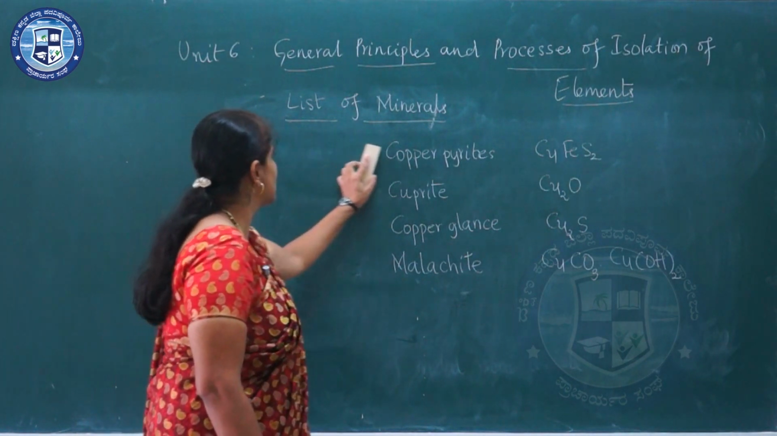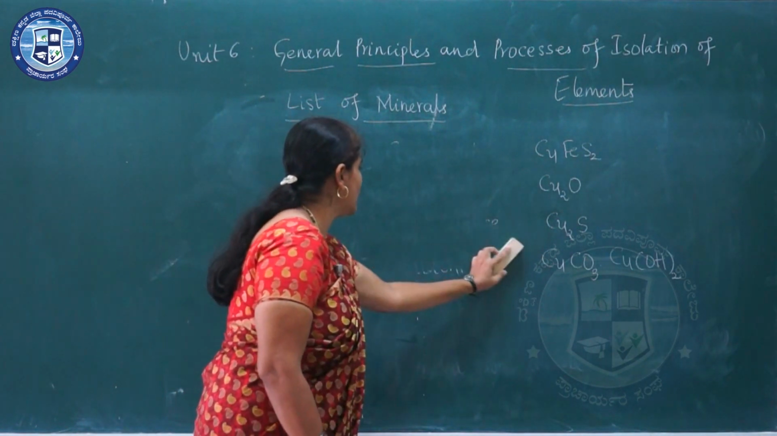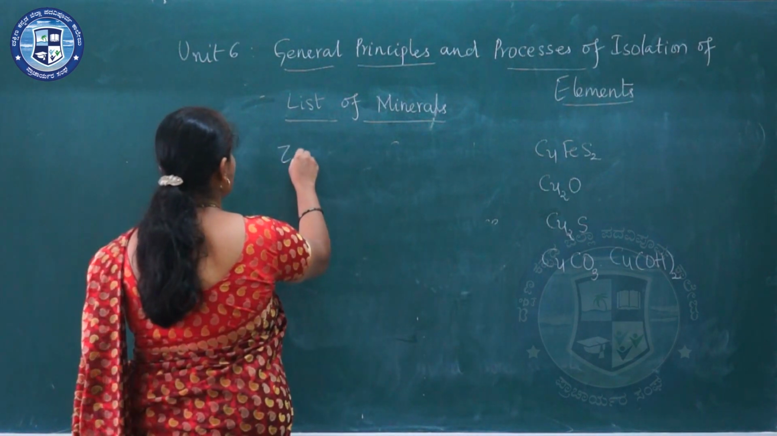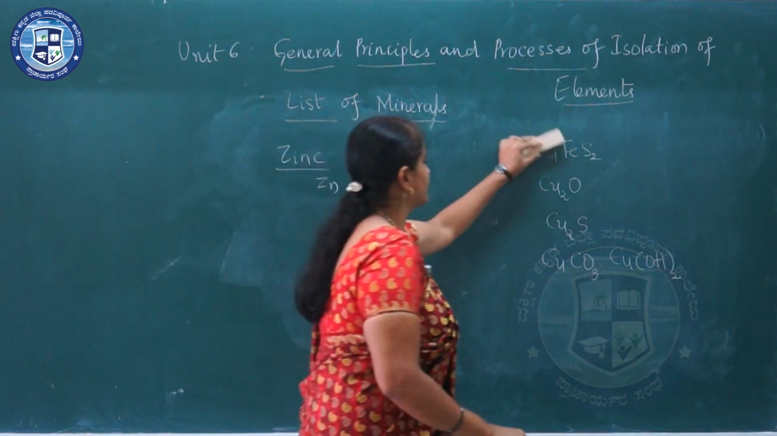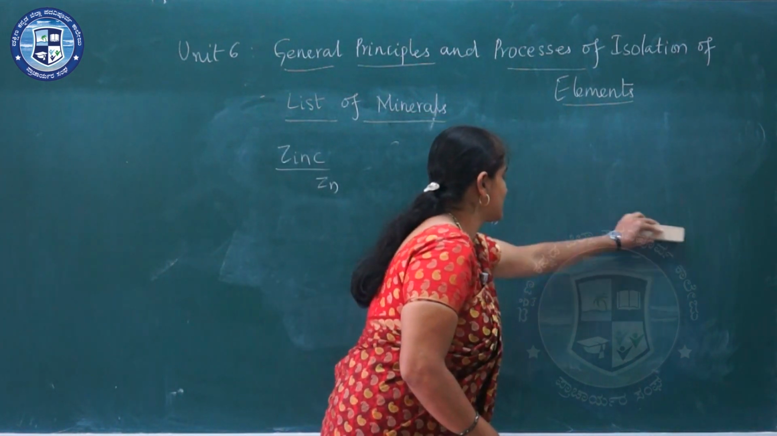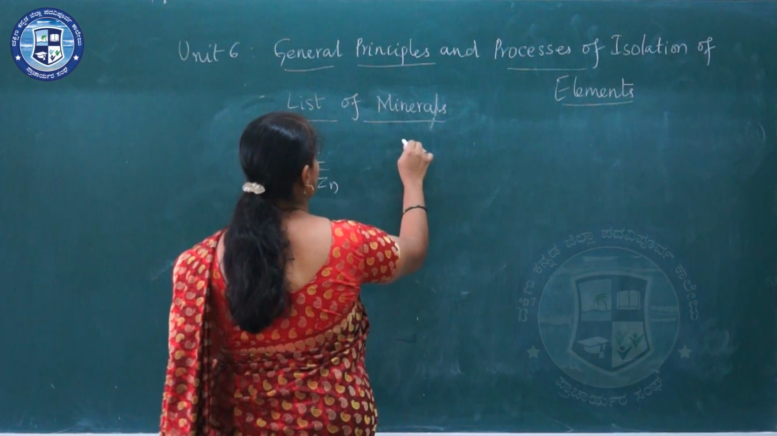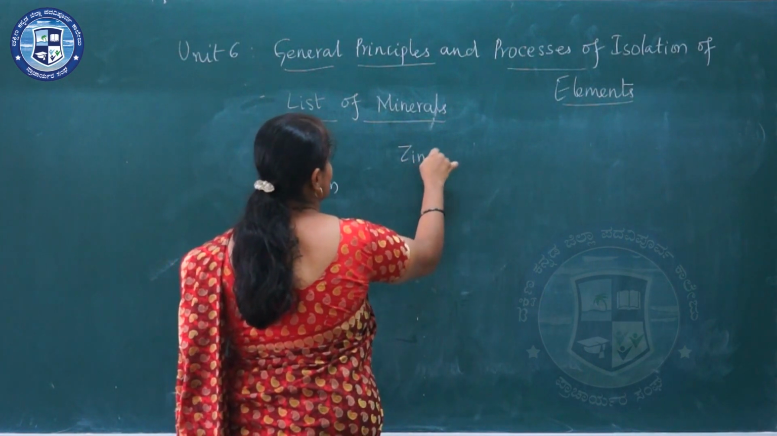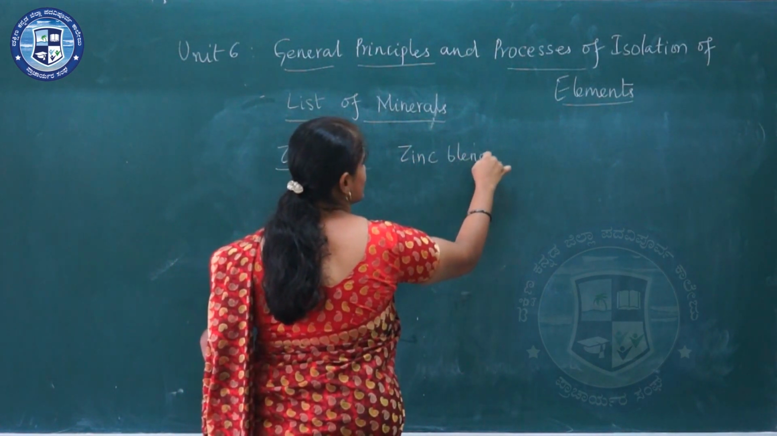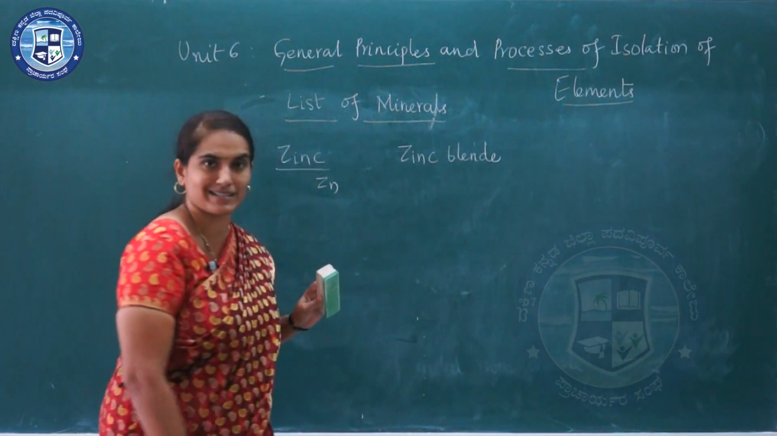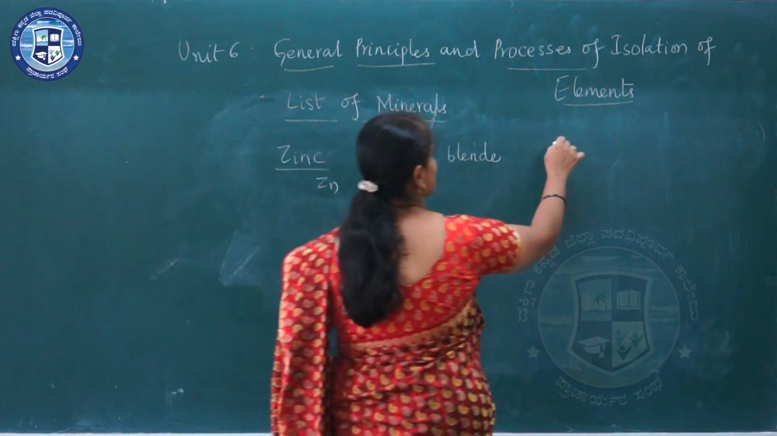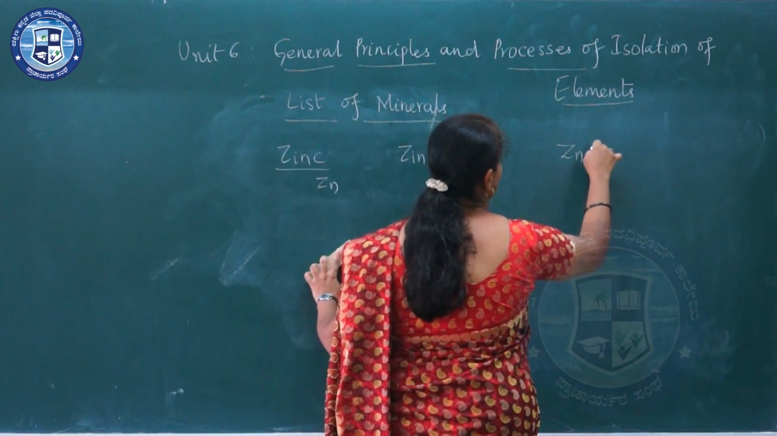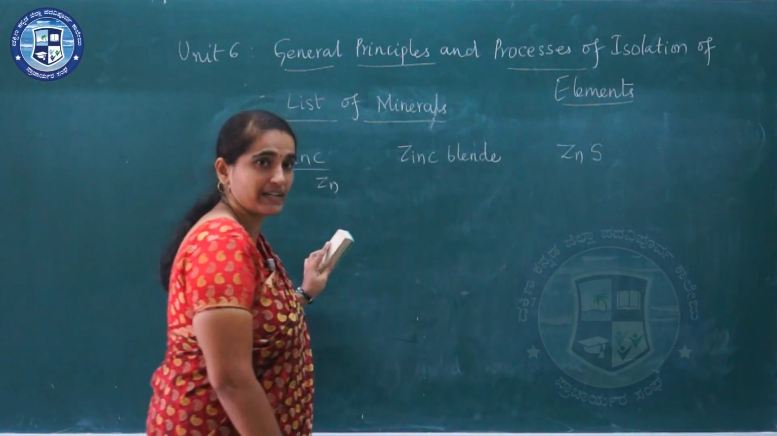So let us list out the minerals for zinc. For zinc, with the symbol Zn, we have three different minerals. One is zinc blende. Some call it blende, whichever is convenient for you, you can call it as such. I usually pronounce it as zinc blende. This is a sulfide ore of zinc with the formula ZnS.